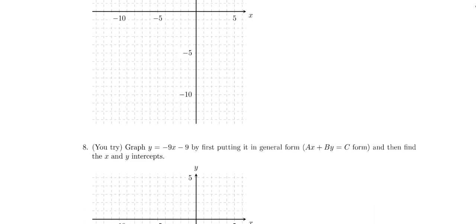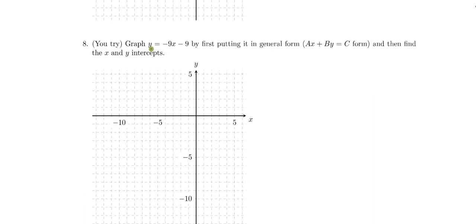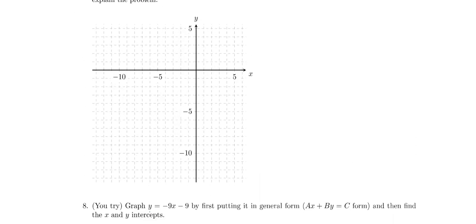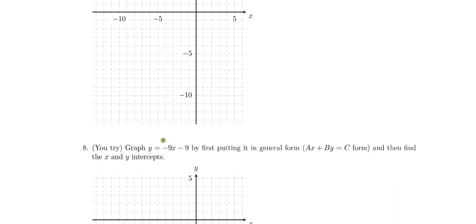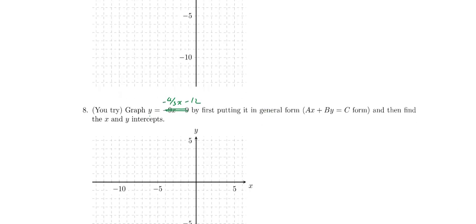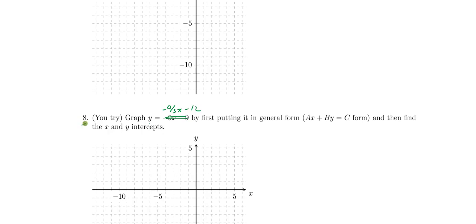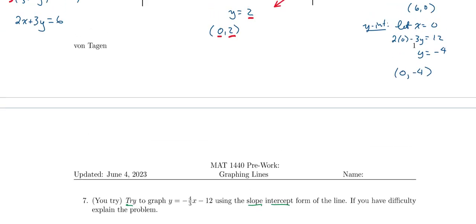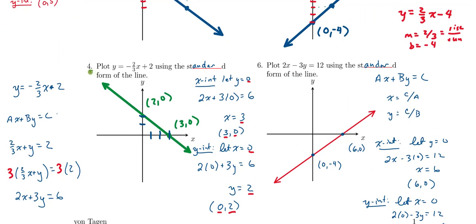Then what I'd like you to do is repeat this. You're going to go ahead and graph the same line. Folks, in your notes, this will be the same equation here. The minus 4/3 x minus 12. You'll graph this same line, but I want you to do it putting it into general form first and then graphing it. So the way you'll do number 8 here is very similar to the way I did number 4.